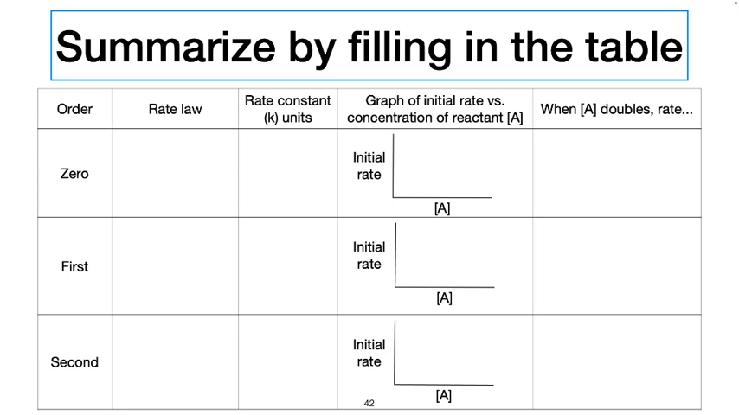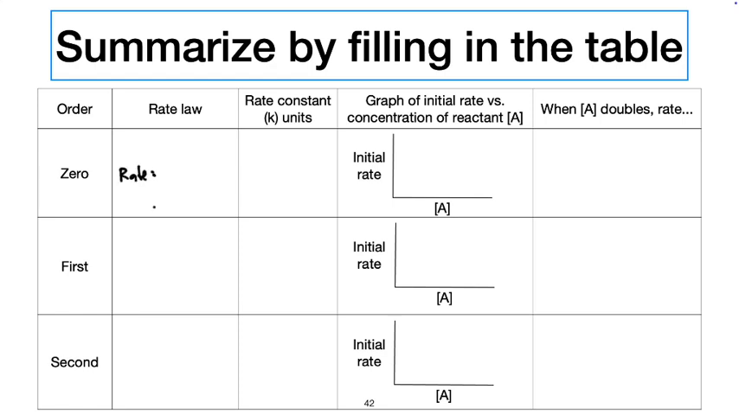Summarize by filling in the table. This is summarizing everything that's been addressed. This is not for an individual experiment. This is everything we talked about. If it's a zero-order reaction, what would you expect your rate law to be? What's the first thing you should write in that first column?